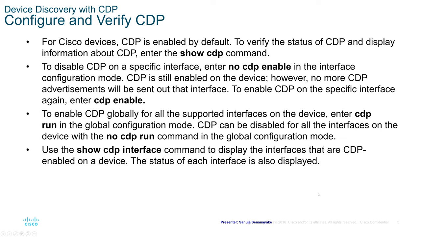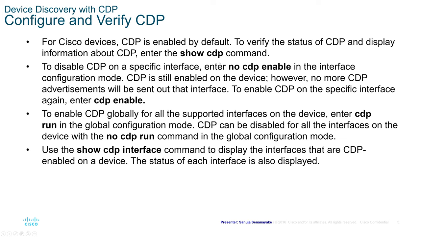Configure and verify CDP. For Cisco devices, CDP is enabled by default. To verify the status of CDP and display information about CDP, enter the show cdp command. So the command that we will use to check this is show cdp.